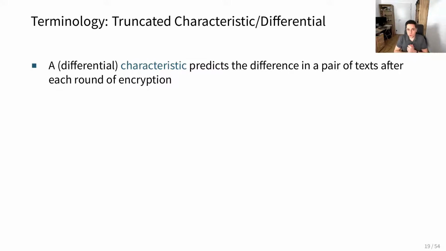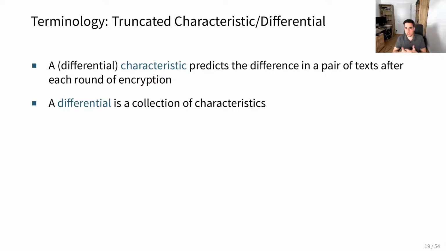Okay, so a bit of terminology, and this also makes clear why the truncated differential actually has a larger probability. Intuitively, characteristics and differentials are actually not the same. For example, a differential characteristic predicts the difference in a pair of texts after each round of the encryption. So we really want to know the specific difference after each of the rounds. This is different to a differential, where we don't really care about the middle differences, which means that a differential is a collection of characteristics. It actually implicitly contains many different characteristics.